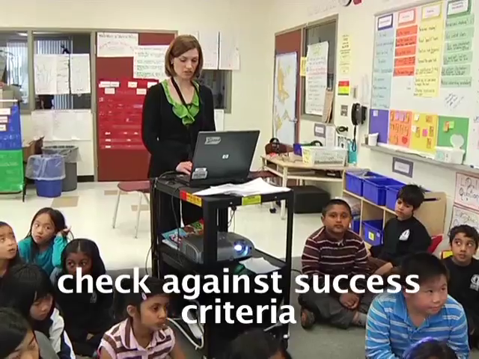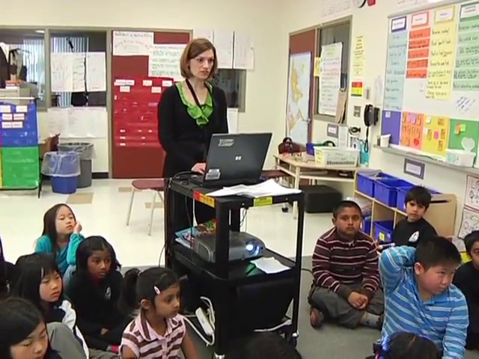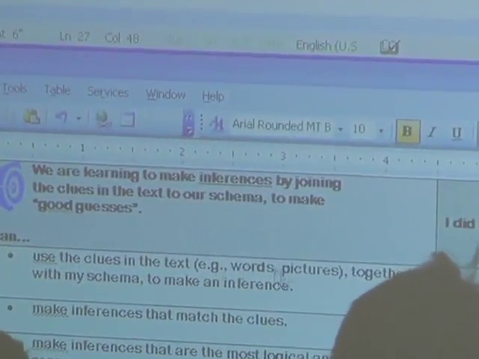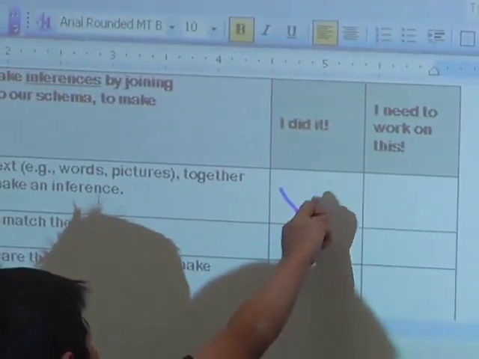Let's go down here to our criteria and see if we're on the right track. Okay. Here's our first success criteria. I can use the clues in the text together with my schema to make an inference. Did I do that? Yeah, we made some inferences. So Jason, please check that off with the smartboard pen. Okay. Make an inference that matches the clues in the text.